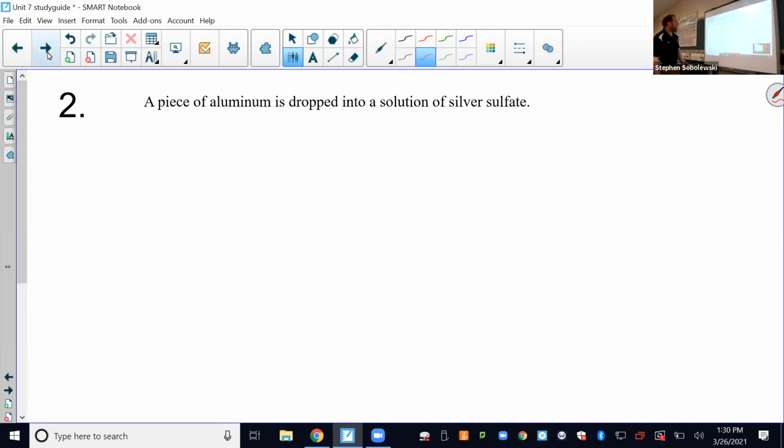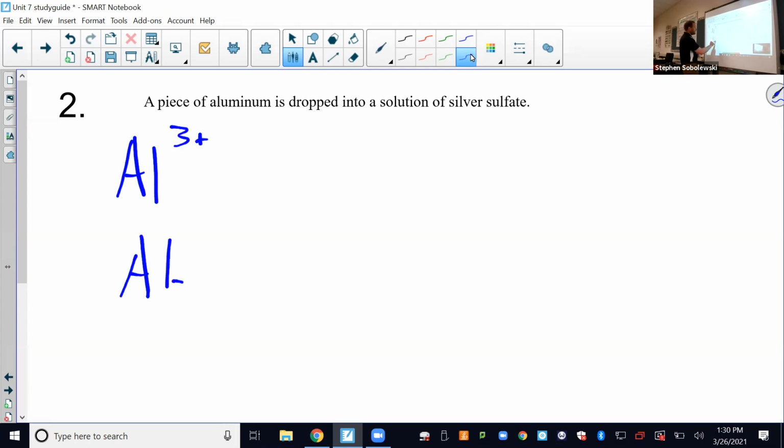Number 2, a piece of aluminum. So we're just going to write aluminum. And there's only one question we ask. Is aluminum, I would call it a Brinkelhoff, or is it a diatomic? And the answer is no. The diatomic elements are H, N, O, F, Cl, Br, not aluminum. So I just write Al. I'm not going to write Al3 plus. I'm not going to write Al3. I'm just going to write Al.